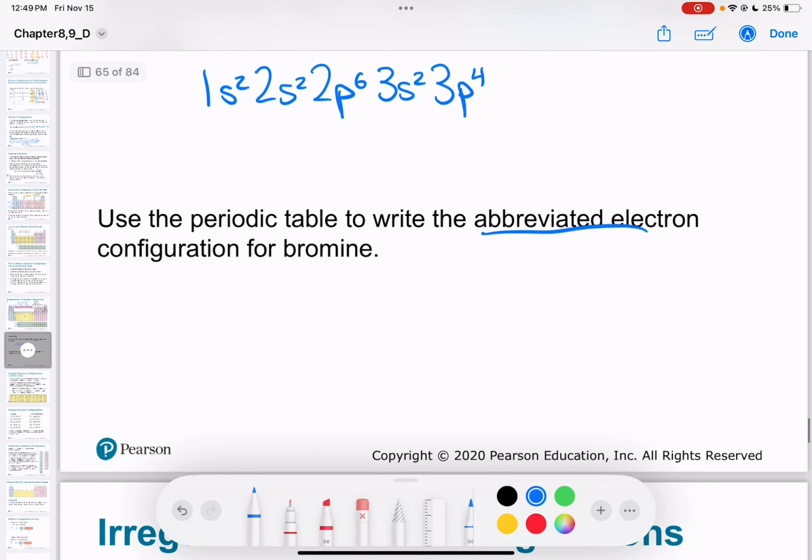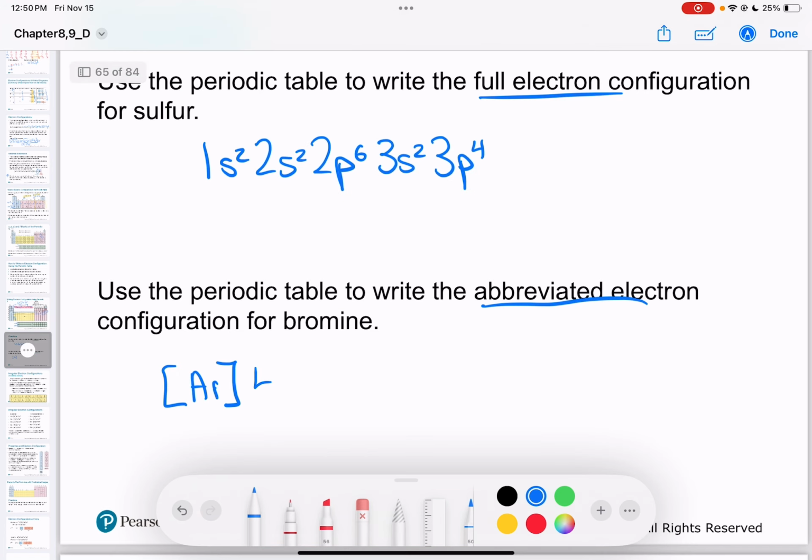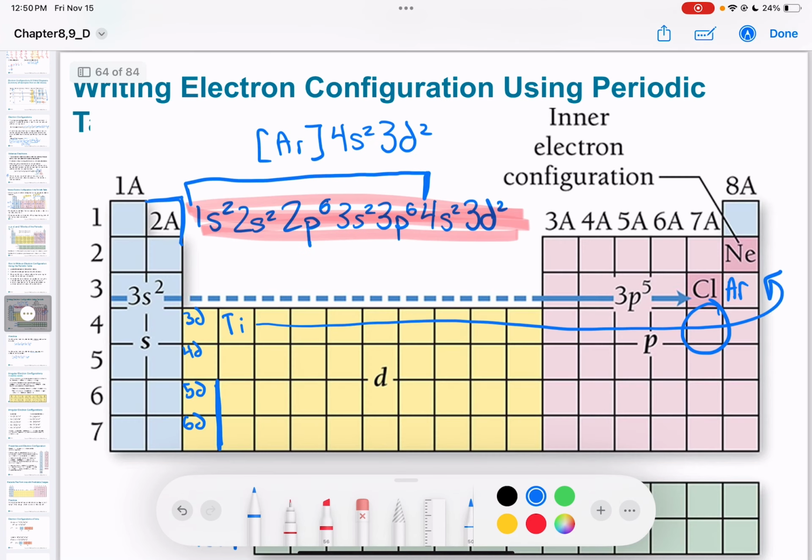Okay, and then for bromine, abbreviated, we're going to use the noble gas in the row above. So bromine is right here. It's really similar to chlorine, but one row down. So argon, then 4s2, completely fills in the Ds, 3d10, 4p5. Let's just look at that one really quick. Bromine, circled on there.